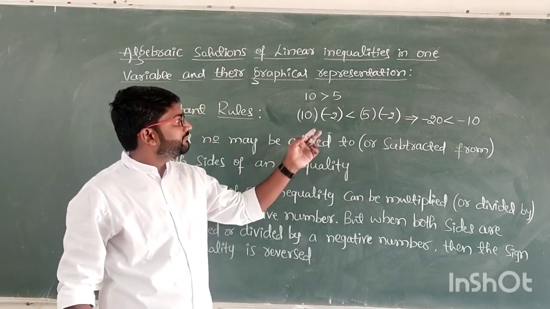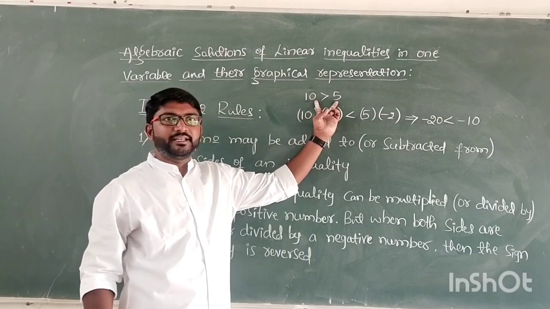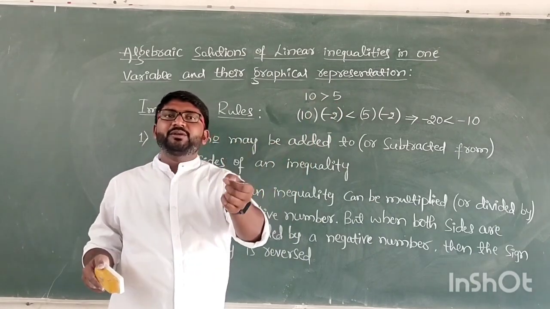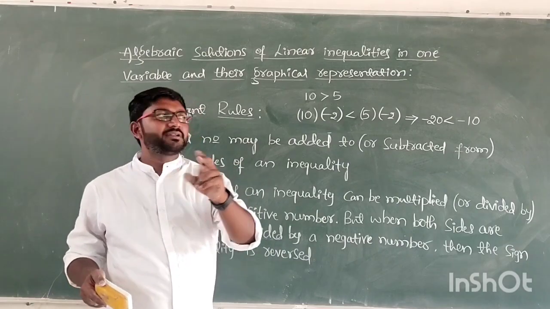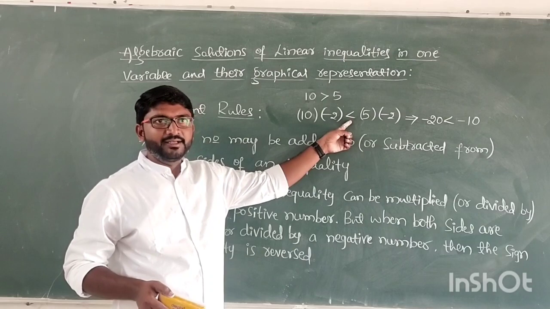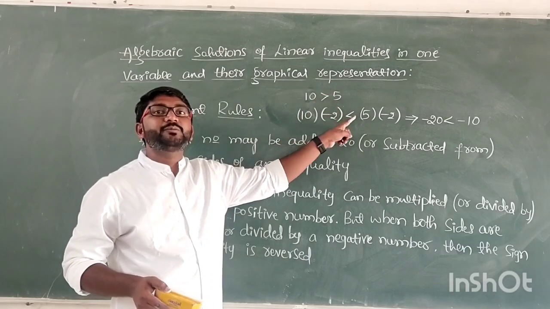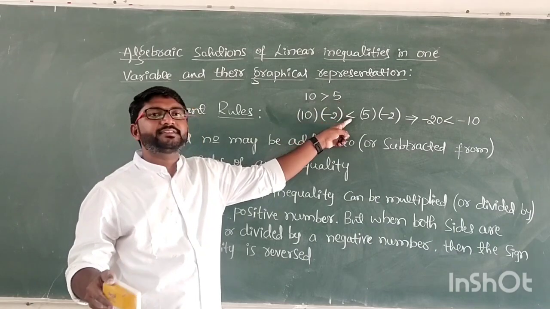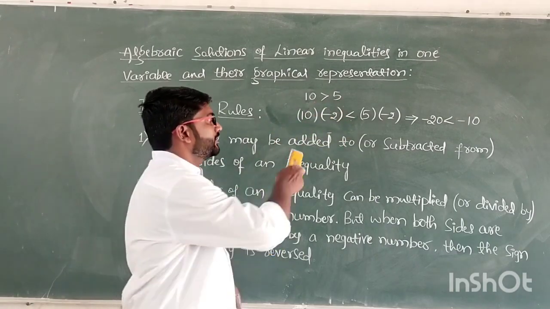So what we have done here, we are multiplying both the sides of an inequality by a negative number. Whenever you are multiplying by a negative number or dividing by a negative number, the sign of inequality must be reversed. If it is greater than, it has to be less than. In case it is less than, here it has to be greater than. If it is greater than or equal to, here it must be less than or equal to. So this is the rule.